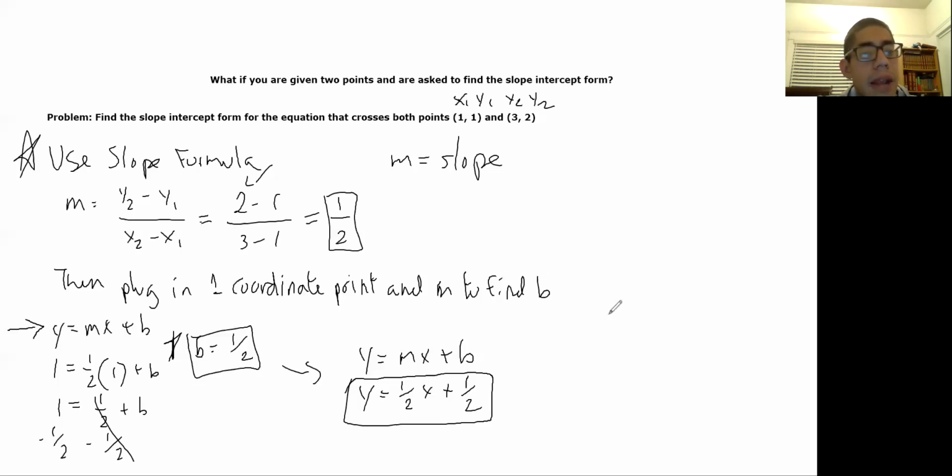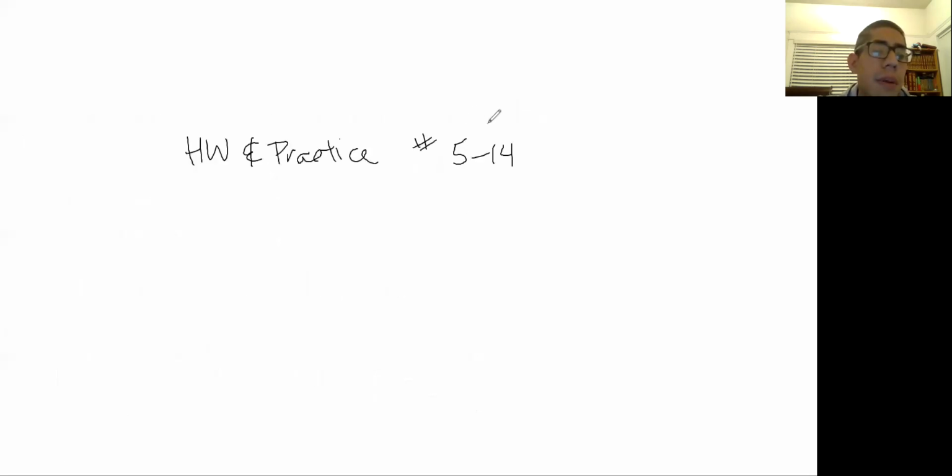that's it. That's the kind of problems that you'll be focusing on this week. Your homework and practice is going to be problems 5 through 14, right? With half the problems kind of like the first example, where you're given a slope and a coordinate point, and the other half are going to be problems where you're given just 2 coordinate points.